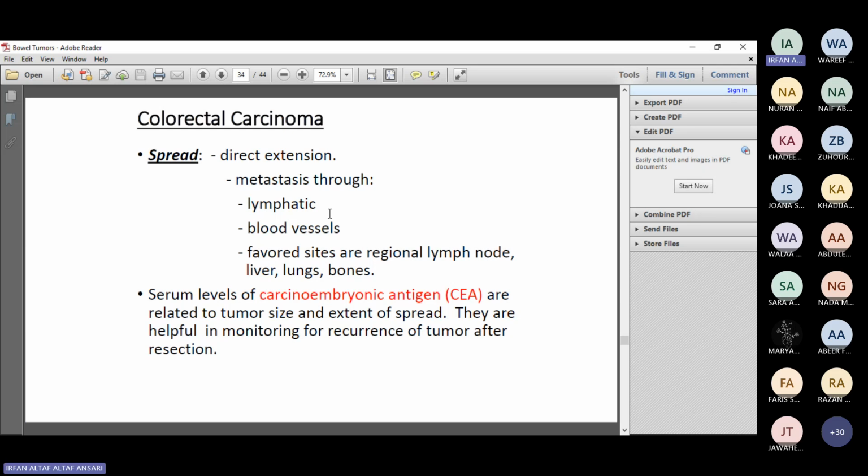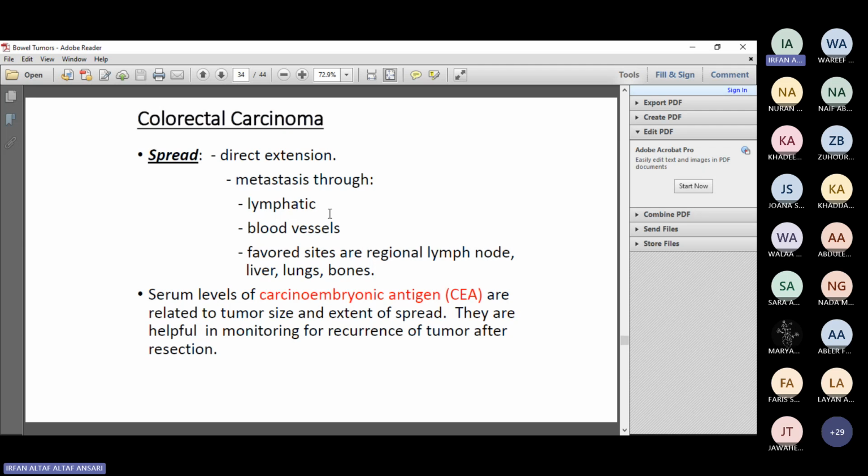Spread of the colorectal carcinoma: it can be direct extension. Direct extension from mucosa, submucosa to the muscularis, muscularis to the serosa, serosa to the adjacent organs like urinary bladder, uterus in female. Okay. Metastasis is through the lymph node or through the blood vessel.